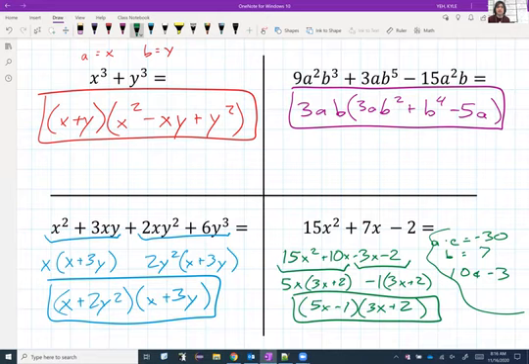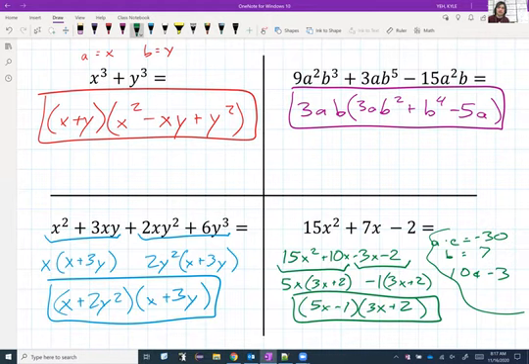Bottom left, whenever you see 4 terms, the first thing I usually think of is, I wonder if I'm supposed to group these. And on this problem, you were. On that first group, you could pull out an x, leaving you with x plus 3y. Second group, you could pull out a 2y squared, leaving you with x plus 3y. And so both factors written together, x plus 2y squared, that's what we pulled out, times x plus 3y, that's what was still left inside.